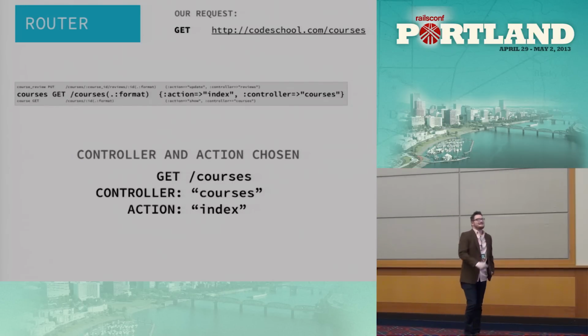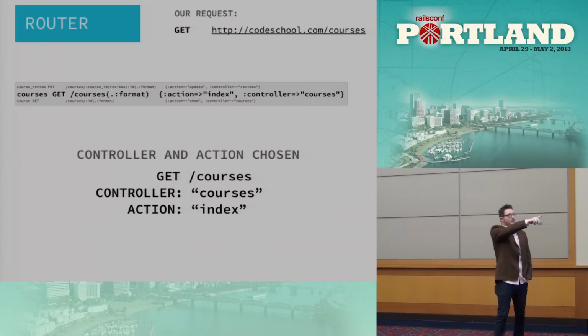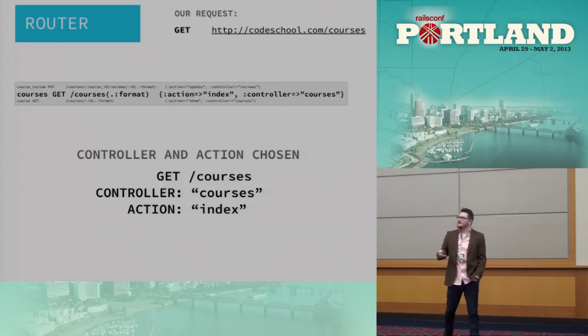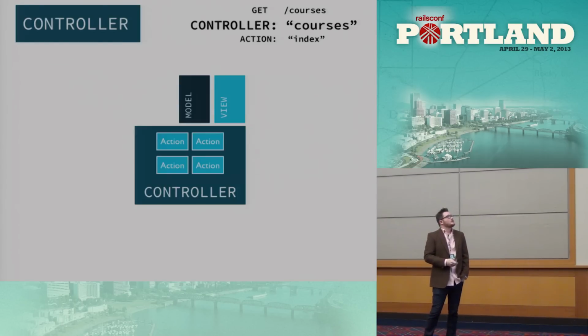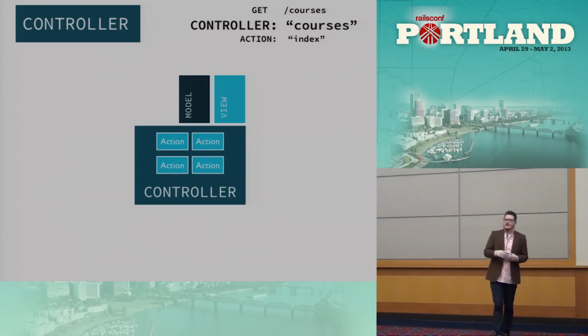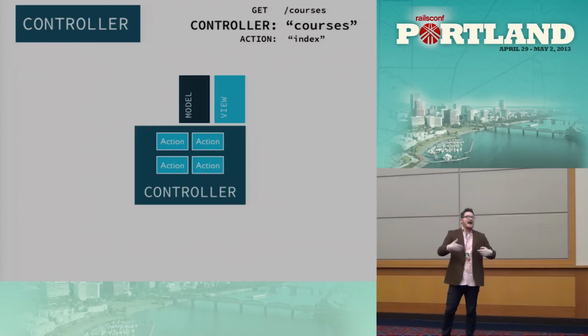So the router has made its decision. Our controller, of course, is courses, and the action is index. And we're going to talk a little bit about what a controller actually is, what it does. So essentially, a controller is a way to combine actions for a particular resource, a thing, an idea, a business idea. In this case, we're looking at courses. The end result is to get a list of those courses back. So actions that would be related to courses would be here.